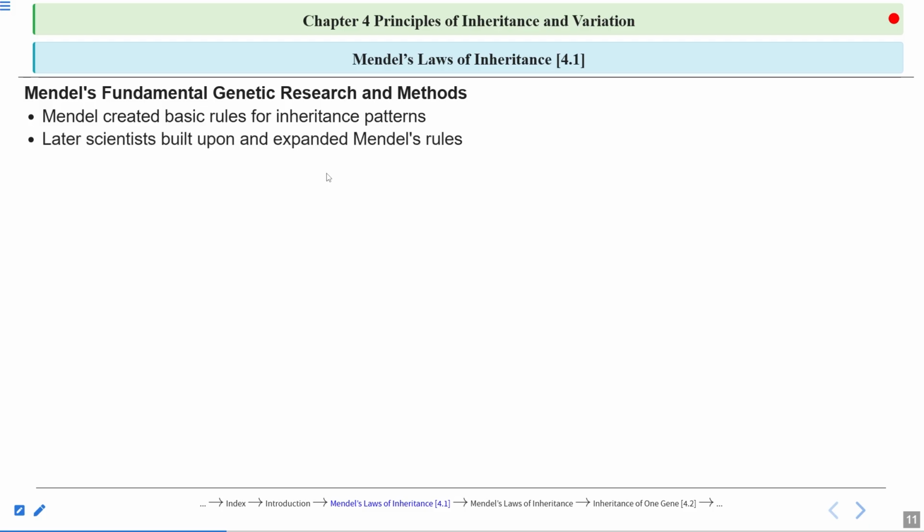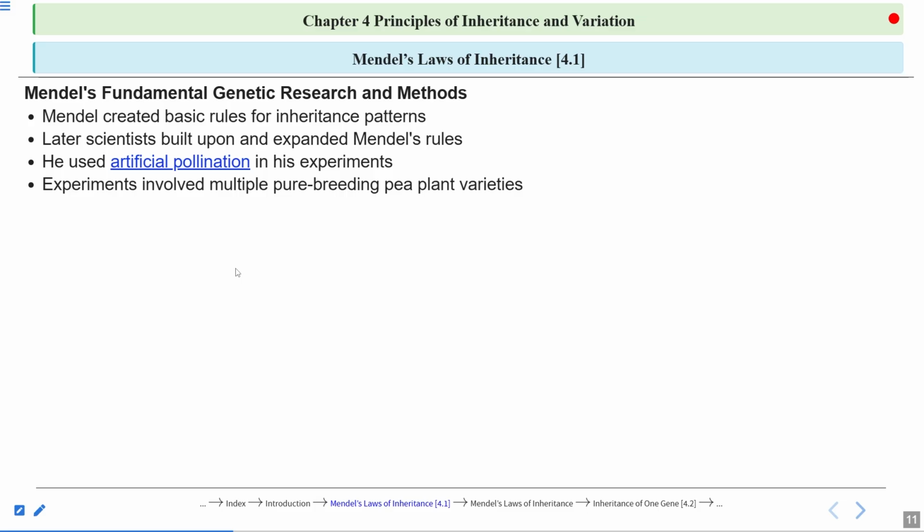Now, later scientists built upon and expanded Mendel's rules. Initially, Mendel gave the basic rules of inheritance. Then other scientists carried on his work and expanded Mendel's laws of inheritance. Mendel carried out artificial pollination in his experiments with the pea plant. Mendel's experiment involved multiple pure breeding pea plant varieties. This is a very important point here. First of all, Mendel carried out artificial pollination. The question can come from here: what type of experiment did Mendel carry out?